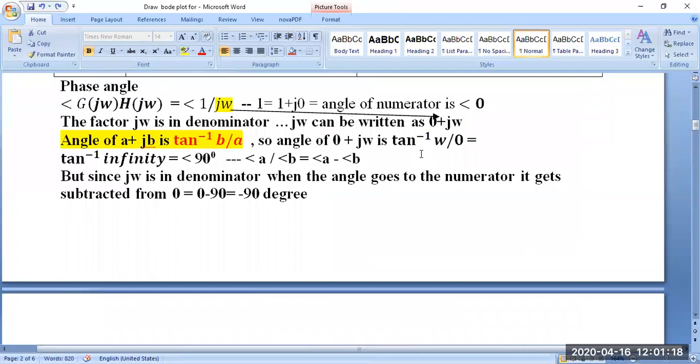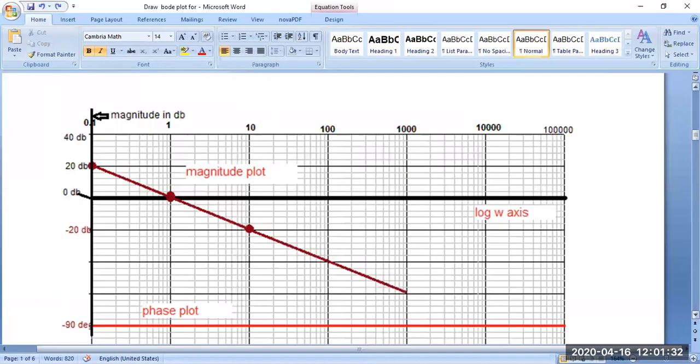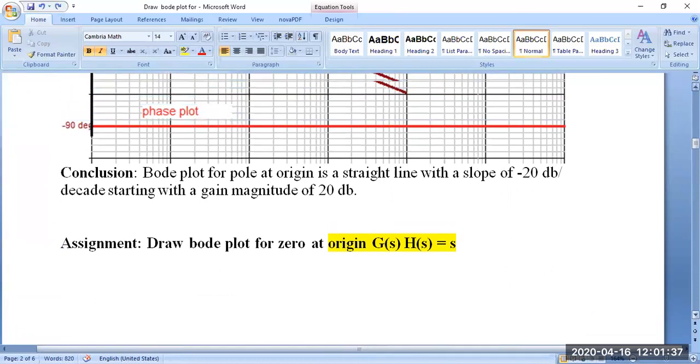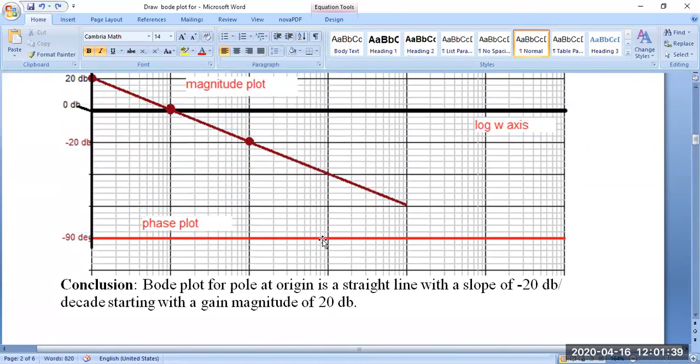Because see here, it is tan inverse of omega upon 0. You put any value of omega here, the answer will always be infinity. And tan inverse of infinity is 90. And since it is in the denominator, the angle will be negative, minus 90 degree. Okay, fine. So this is the magnitude plot and phase plot for one single pole at origin.